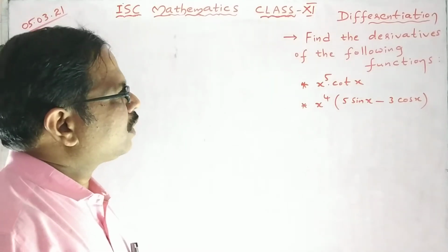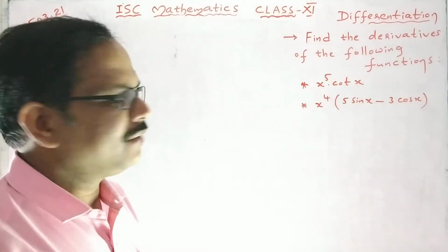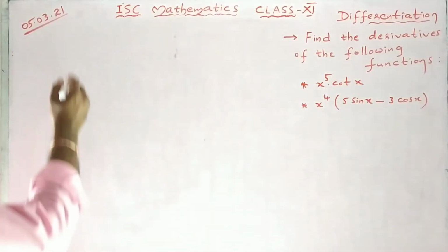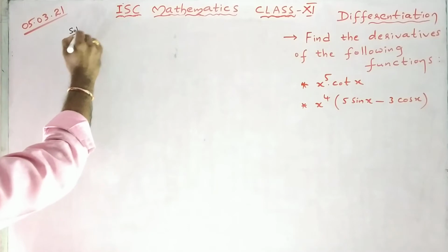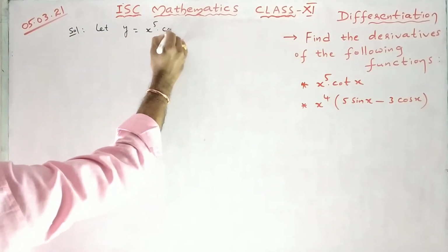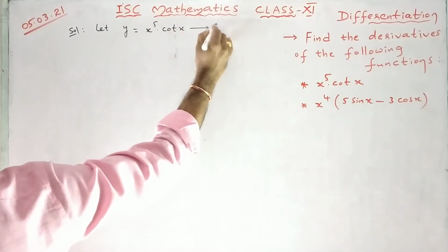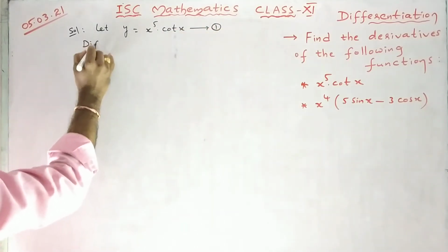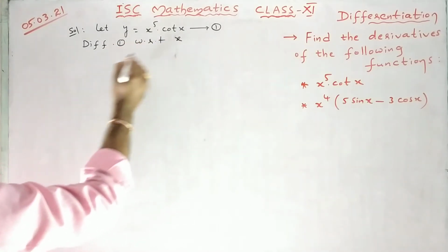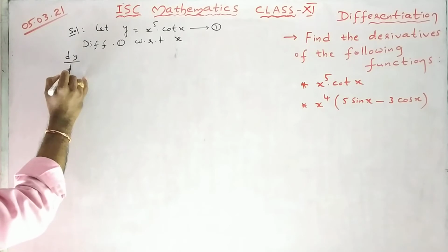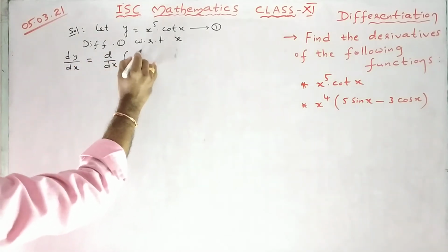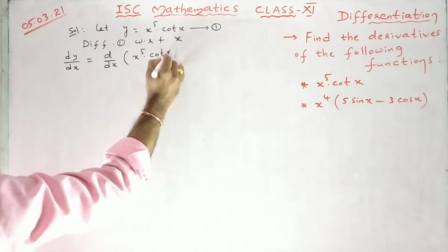Let us continue the problems of exercise 13.5 in differentiation. Look at this question, x power 5 cot x. Let y is equal to x power 5 cot x. Equation 1. Differentiating 1 with respect to x, you will get dy by dx equal to d by dx of x power 5 cot x.